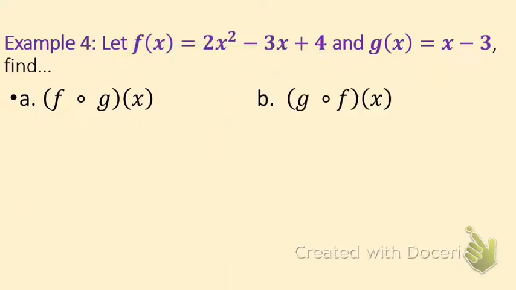So for part B, that's a lot easier because this is saying put the F into G. When we look at our G function, there's not a lot happening. You just have to subtract 3. That's the only thing happening to x, is that I'm subtracting 3. So when I rewrite the G function, I have x minus 3. And now inside of the parentheses, we're going to put our F function, which is 2x squared minus 3x plus 4.